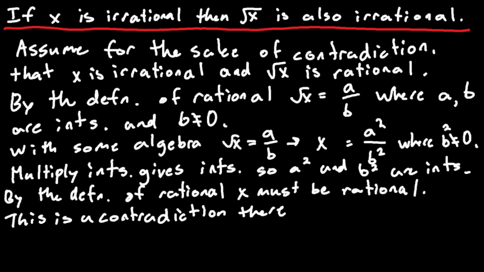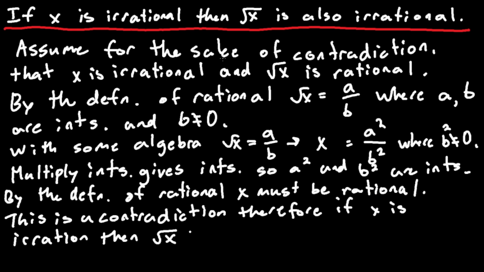Because x is irrational. That's what the assumptions we had at the beginning. So this is a contradiction. Therefore, we can write down the original statement now. If x is irrational, I'll write this on the next line. If x is irrational, then the square root of x must be irrational as well.